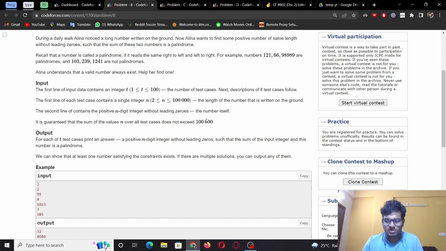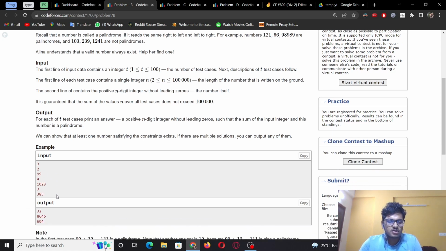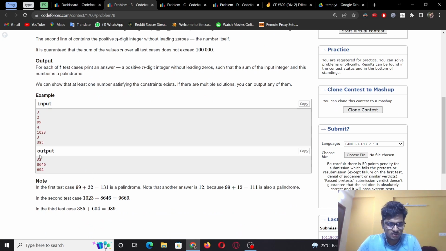Rather, they expect us to either make a character array or a string and take these numbers as input characters, and then we'll convert these characters to their ASCII values, which will give us the integers stored in those numbers. So the aim is basically to convert these into palindromes.